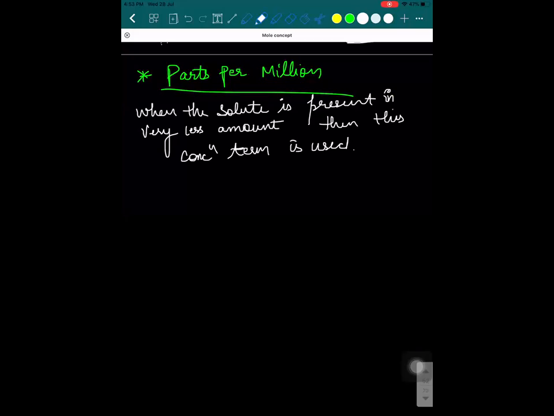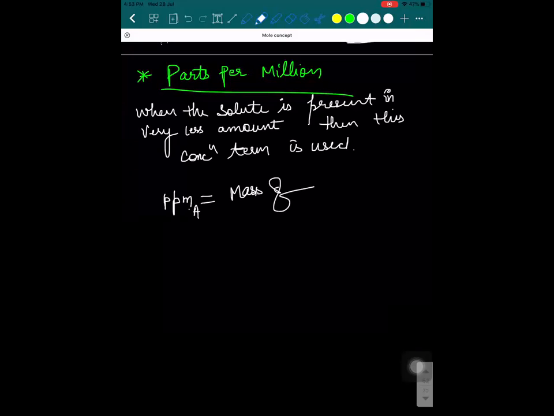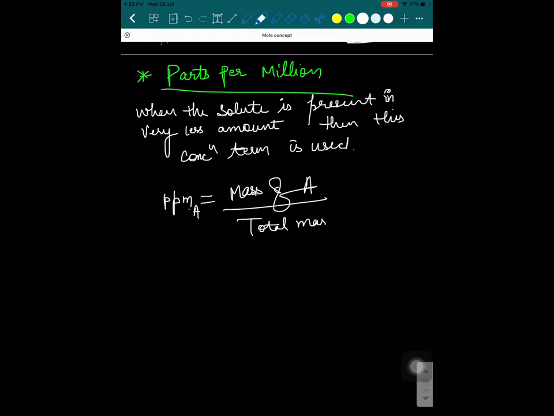ppm, let's say there are two components. Let's say a component A is there and I want to calculate the parts per million concentration of that. Then the mass of that particular component A divided by the total mass, whatever is present, into 10 raised to power 6. Million is 10 raised to power 6, so we are multiplying it with 10 raised to power 6.